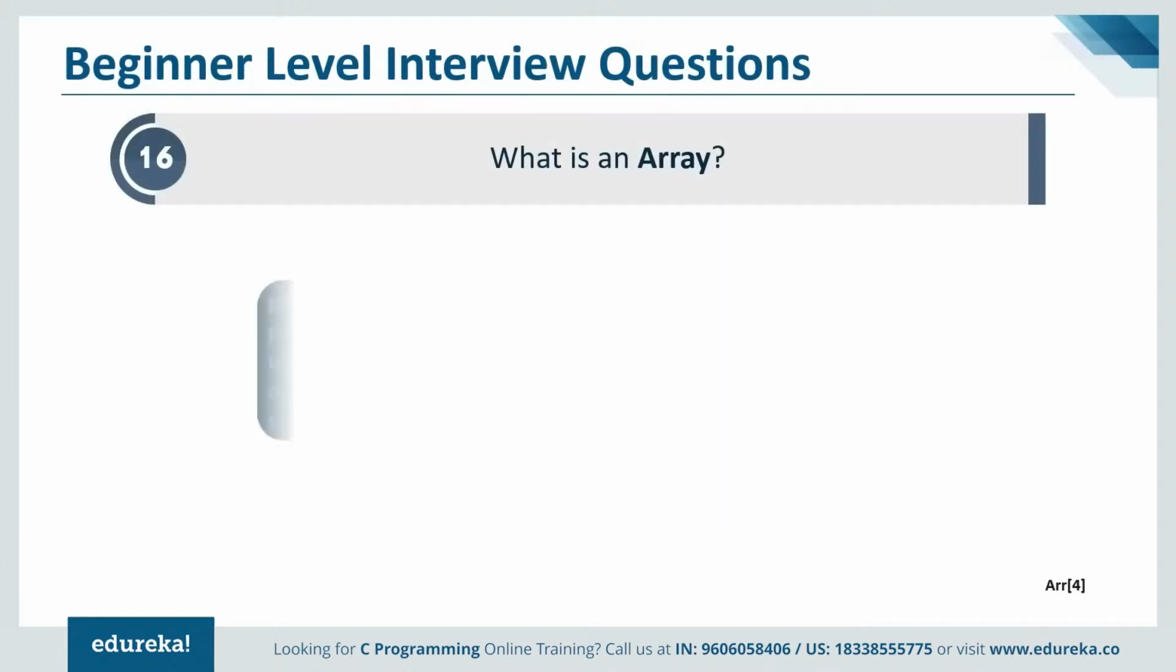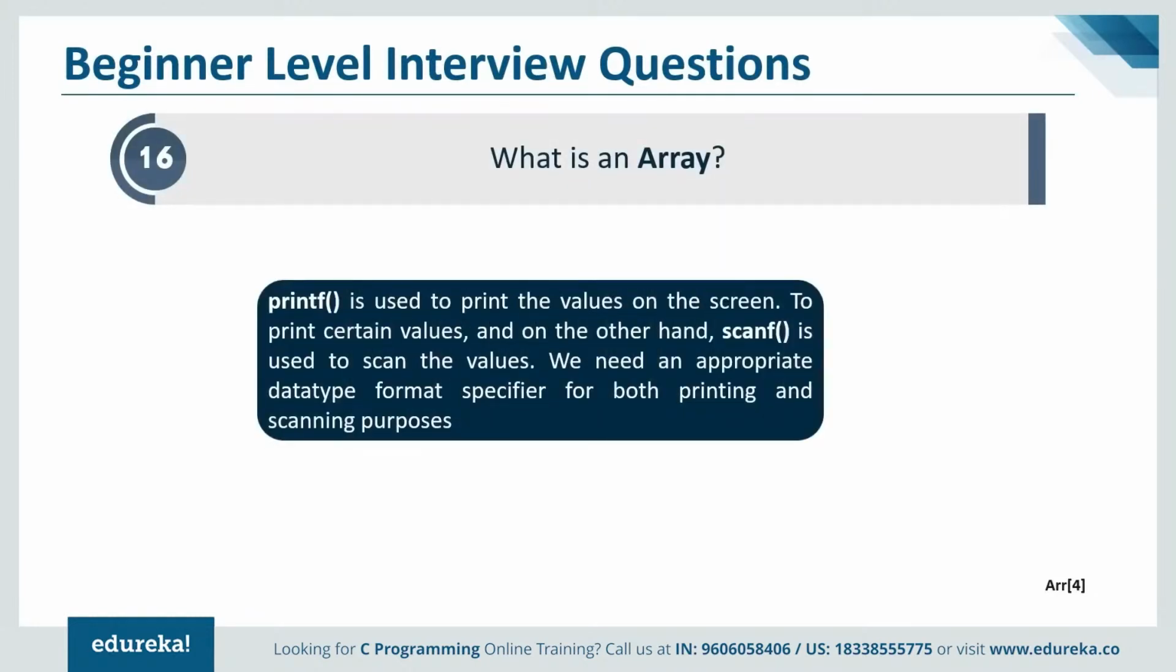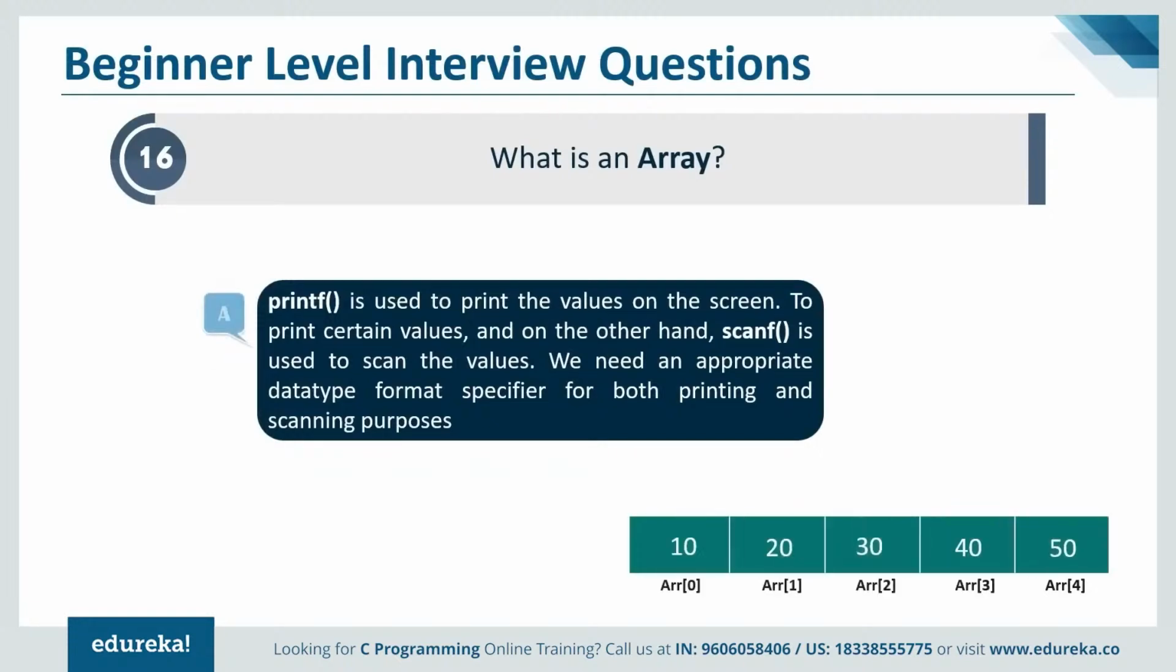The answer for this question is, an array is a data structure which stores similar kinds of elements in a sequential order. There are mainly three types of arrays. Firstly, the one-dimensional array, followed by the two-dimensional array and the three-dimensional array. Let us execute these examples to understand arrays in a much better way.